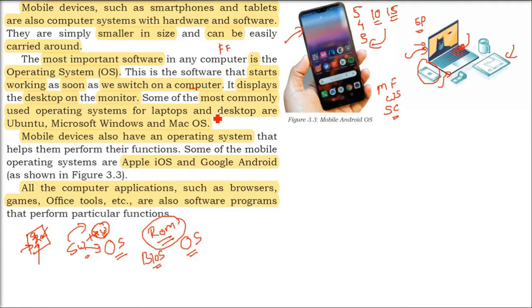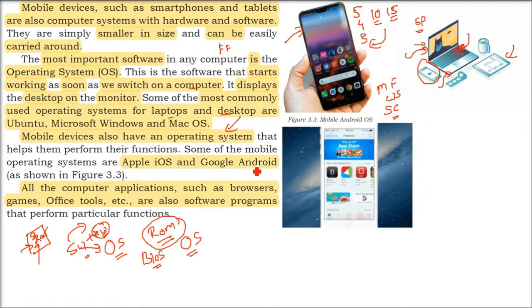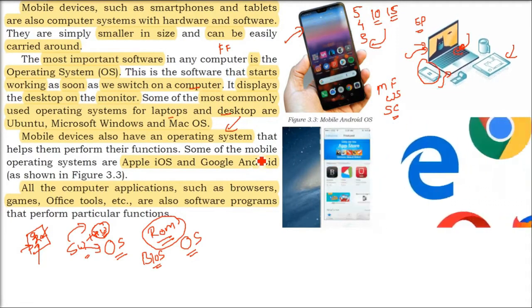So operating systems we have on laptops and desktops are Ubuntu, Microsoft Windows, Mac OS. Ubuntu is basically a Linux version. Mobile devices, computing devices, also have operating systems now. We have Google Android. Now every Samsung mobile has an Android operating system. Apple has the iOS operating system.